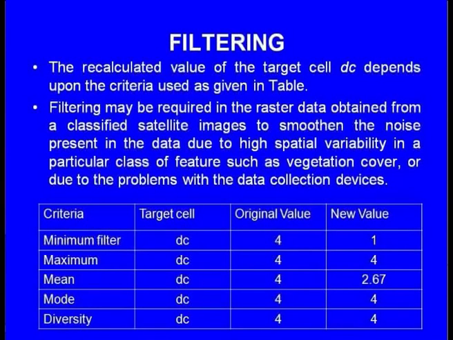The next type of criteria could be a mode filter. A mode filter finds out the values of the 8 neighborhood cells, and what we find is that the value which is most common about this particular cell is 4, and thus the value is given as 4. The next criterion could be a diversity filter. Again, on the basis of the information there, the new value could be assigned as 4.